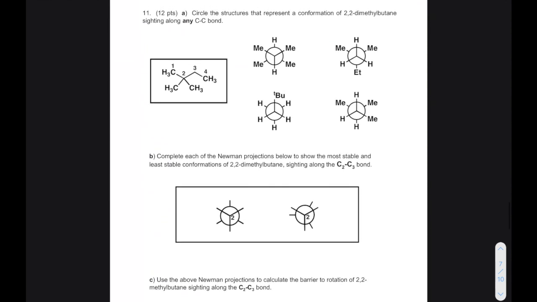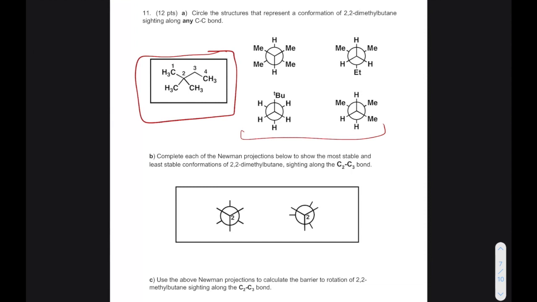Problem 11, I'll zoom back in a little bit. Circle the structures that represent a conformation of 2,2-dimethylbutane, that's this molecule, sited along any bond. So we have Newman projections on the right, and you need to determine which of these Newman projections agree with the structure on the left.